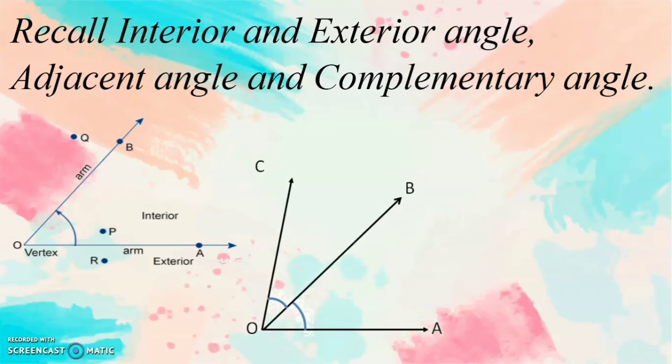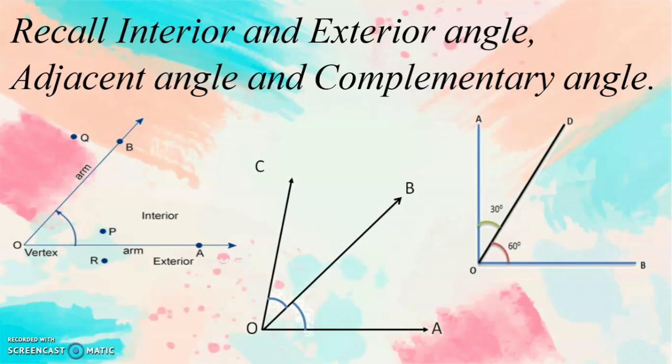The second one is the adjacent angle. When angles have a common arm, a common vertex and separate interiors, they are called adjacent angles. Now in this example, BO is the common arm, O is the common vertex, and angle COB and angle BOA have separate interiors. Third is the complementary angle.